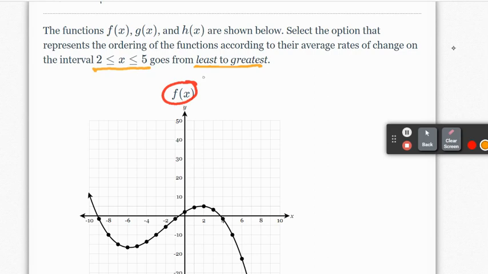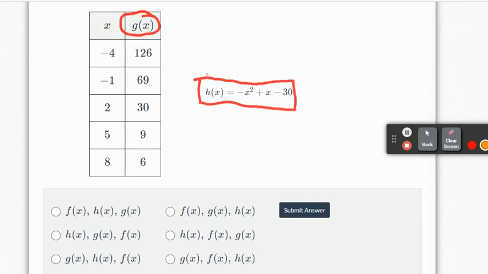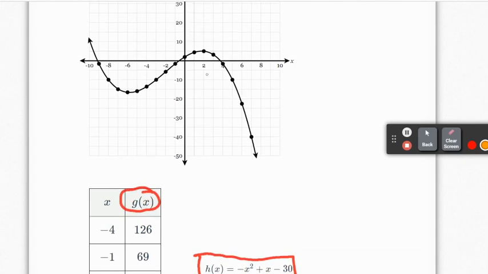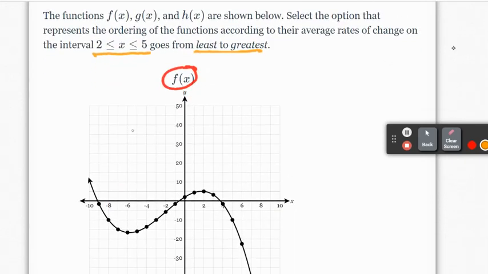So not just which one has the least, but ordering them from least to greatest. So we need to find all of them and then put them in the right order. Down at the bottom, we're just clicking a button for which one is the right order of F, G, H, least to greatest over this interval. So we've got to take our strategies that we've built. We know that this is our x1, this is our x2 on the interval.